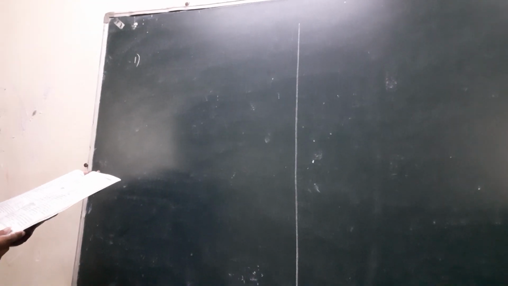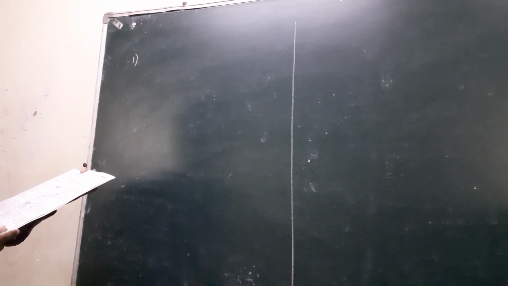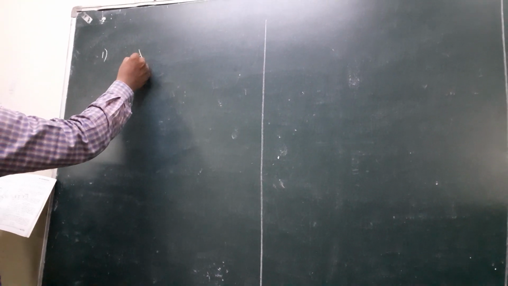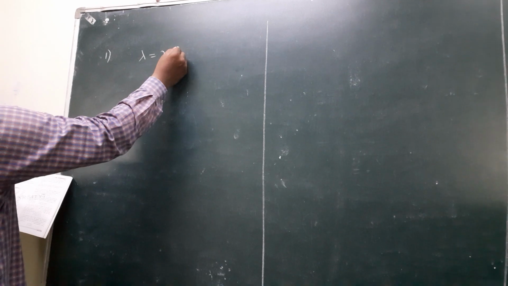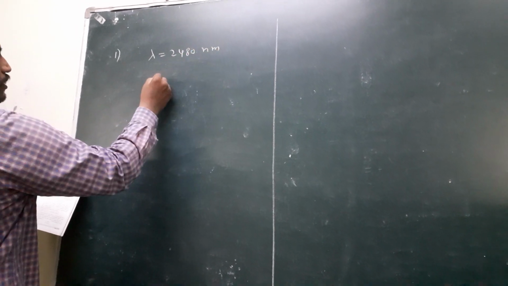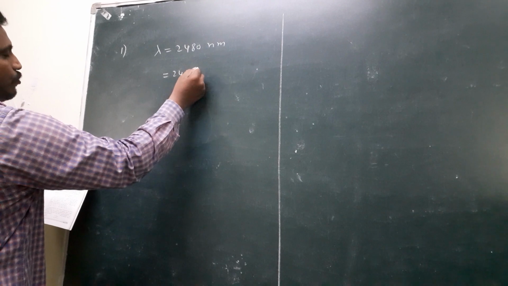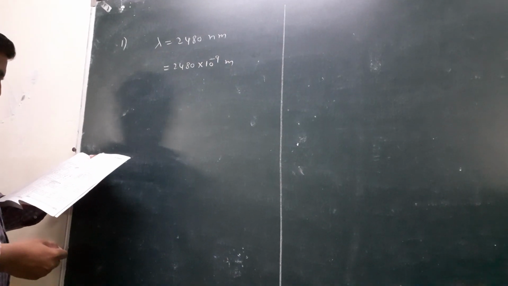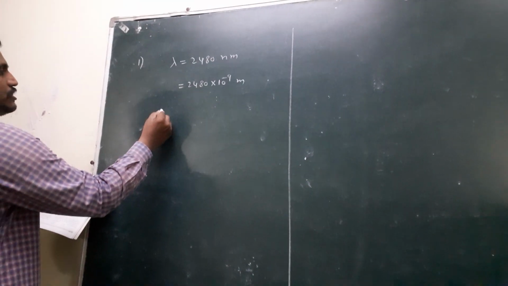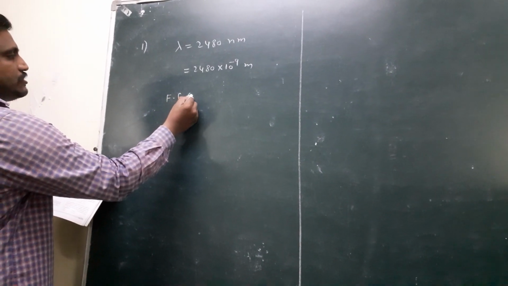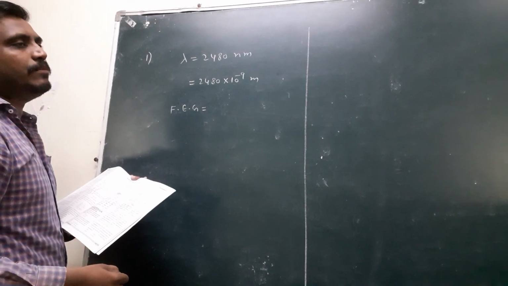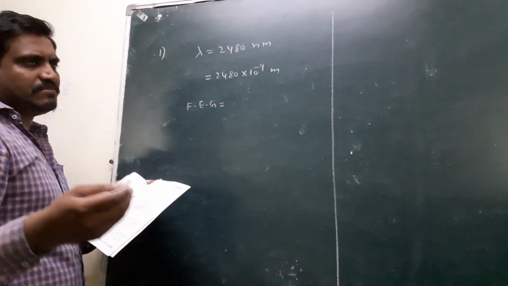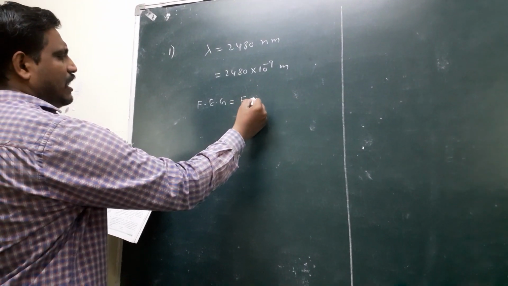Electrical conductivity of a semiconductor increases when electromagnetic radiation of wavelength shorter than 2480 nanometer is incident on it. Wavelength is given: 2480 nanometer. According to physics, nano means 10 power minus 9 meter. This is the wavelength. Find the forbidden energy gap. Forbidden energy gap means the energy gap between valence band and conduction band, simply to determine the energy.